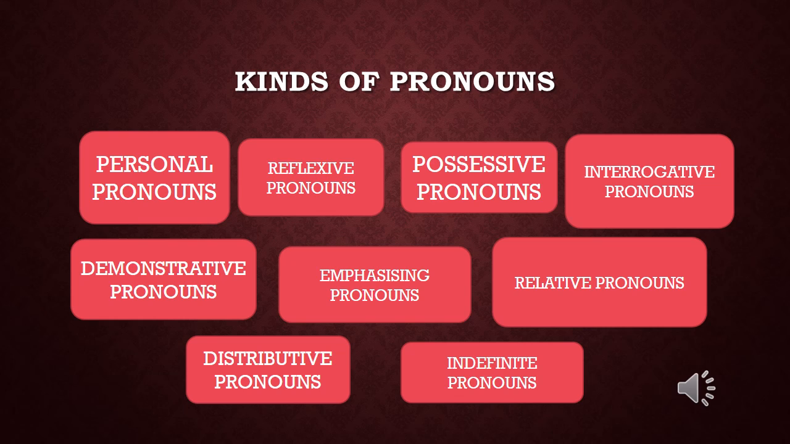They are my friends. Here, we and they are pronouns. There are 9 kinds of pronouns. These are personal pronouns, reflexive pronouns, possessive pronouns, interrogative pronouns, demonstrative pronouns, emphasizing pronouns, relative pronouns, distributive pronouns, and indefinite pronouns.